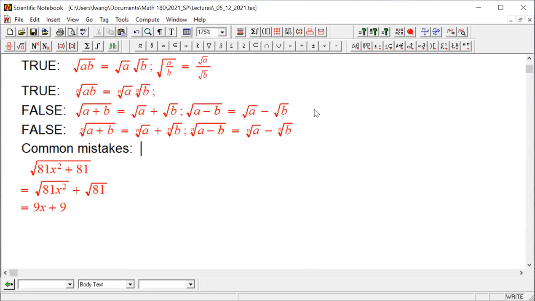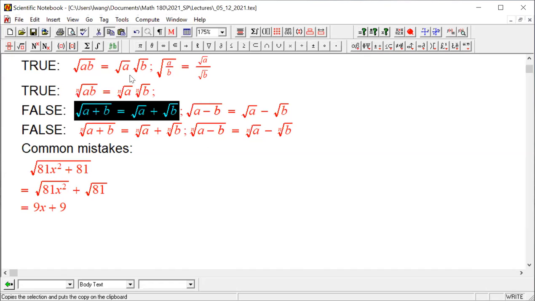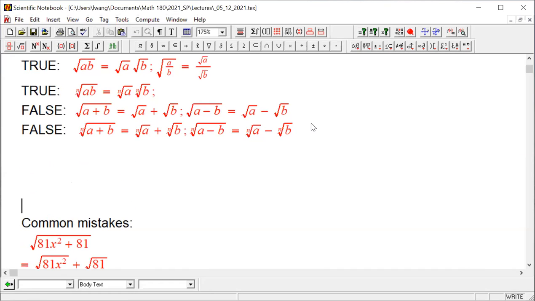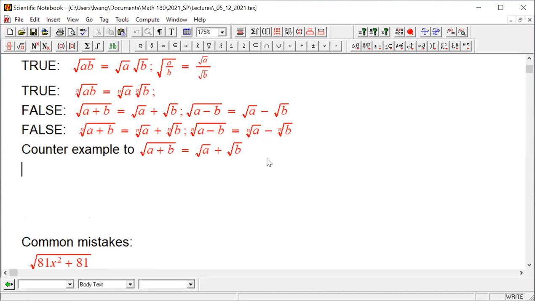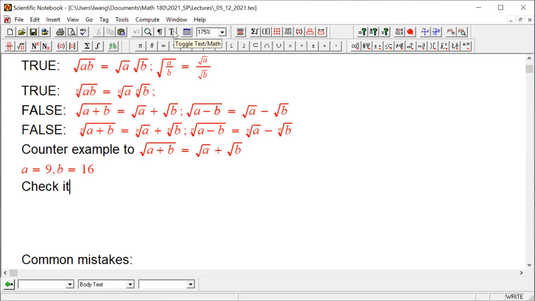Then the question is, why are these false? How I wish that is true. I'm sure you wish that is true, right? Why is this true? Why is this false? Counterexample to this. Okay, I'm going to give you A equals 9, B equals 16. Check it for me. Check it.